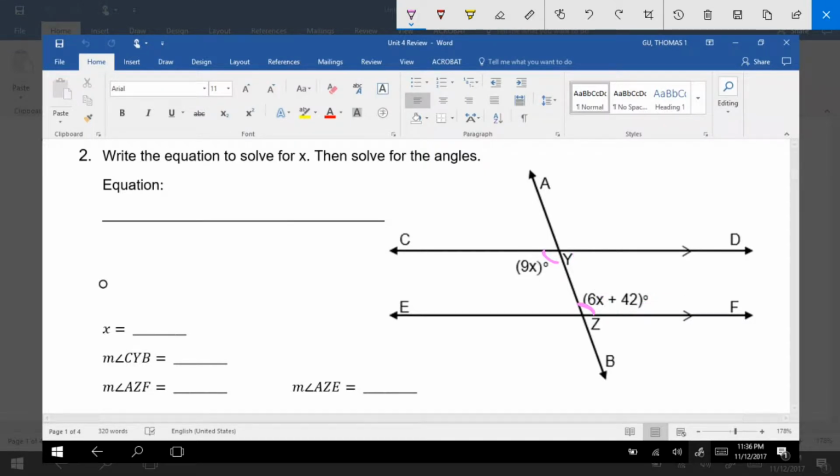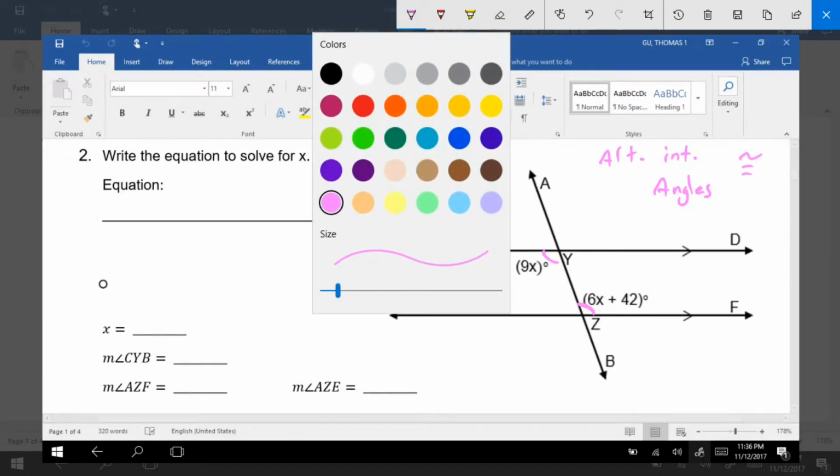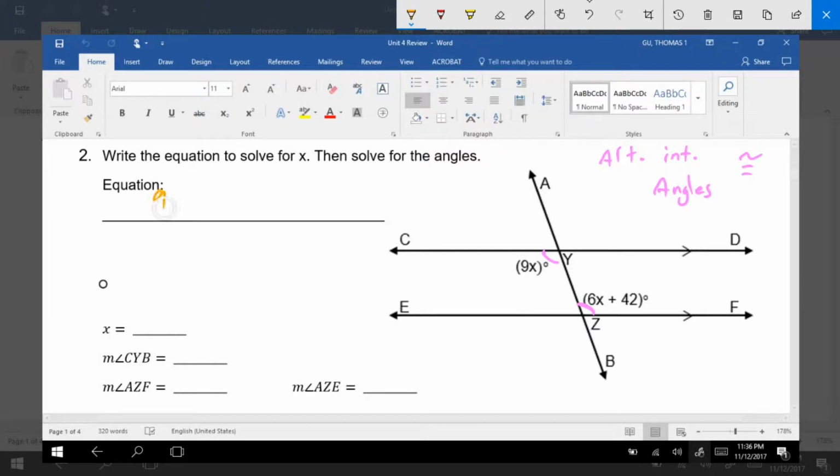Anyways, the relationship with these two angles, what is it? It is alternate interior angles. So you can see they're between the two lines, and then they are on alternating sides of my transversal. That means they're alternate interior angles. And alternate, remember, they're going to be what? Congruent. That means they're equal to each other. So my equation is going to be 9x equals 6x plus 42 because they're congruent. And this one angle mark means these two angles are congruent.